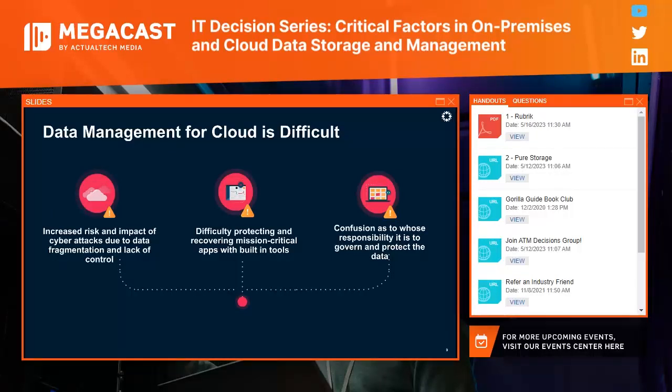So, the customers we talk to, they struggle to maintain that holistic view. They have difficulty even generating the data recovery readiness proof that they need, whether it's reports to give to the CIO, or the board of directors.